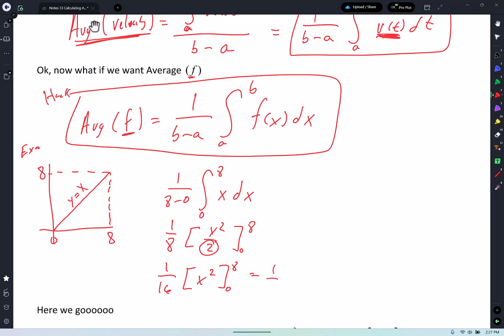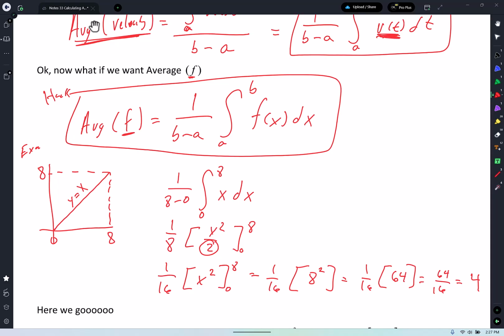So this is 1/16 bracket. I'm going to do upper minus lower. I don't care about the 0 because 0 squared is 0. So 8 squared, okay, so I have 1/16 times 64. Does 16 go into 64 4 times? Or I guess I can just go 64 over 16. 16, 32, 64. Yep, 4 times. I got the average value of 4. Do you guys see that?